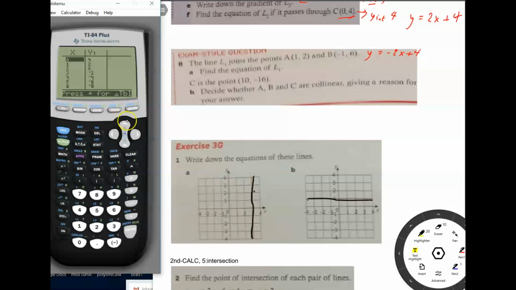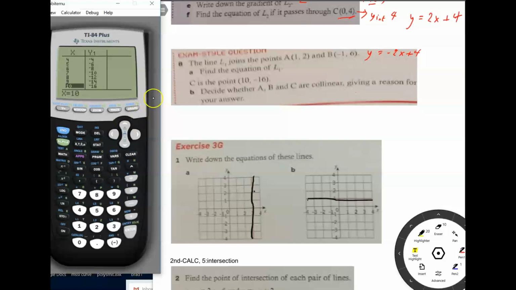Let's see, 1, 2, yes, that's in the list. Negative 1, 6, yes, that's in the list. So those two are collinear. What about C? C is 10, negative 16. Let's see what the value is that corresponds to x equals 10. 10, negative 16. Yes, it is.